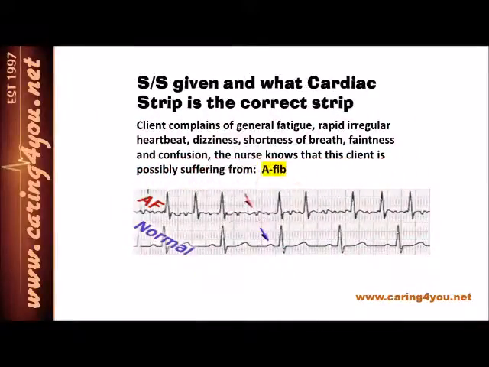This next slide is an example of the NCLEX giving you signs and symptoms and asking you what strip is the correct strip as it pertains to the signs and symptoms. So, in this particular example, the client complains about general fatigue, rapid irregular heartbeat, dizziness, shortness of breath, fainting, and confusion. The nurse knows that this client is possibly suffering from AFib. You just have to know that. I do tutor that, and while I tutor, I do a cardiac recap, and I tell you which are the most important strips that the NCLEX likes to pick on the most, and there's 5 strips. So I will go over this in tutoring, maybe just not here at this point in time.